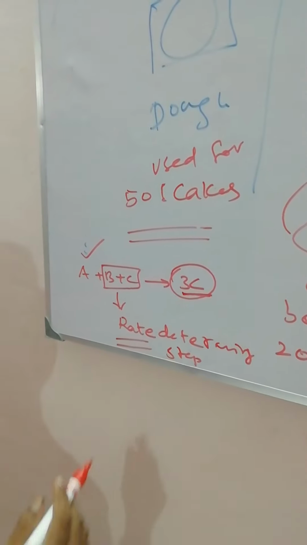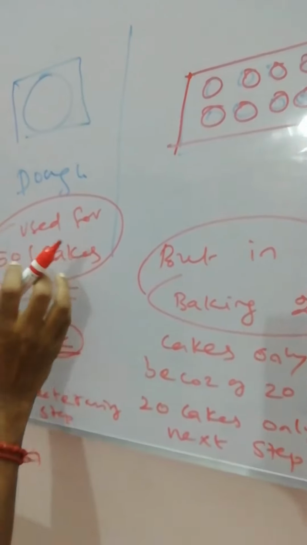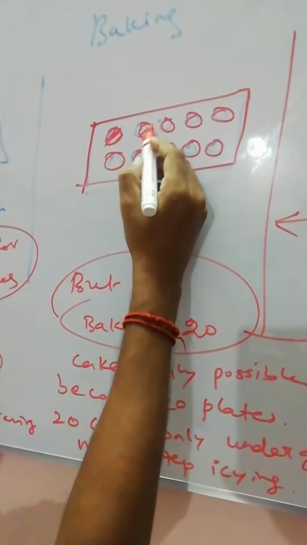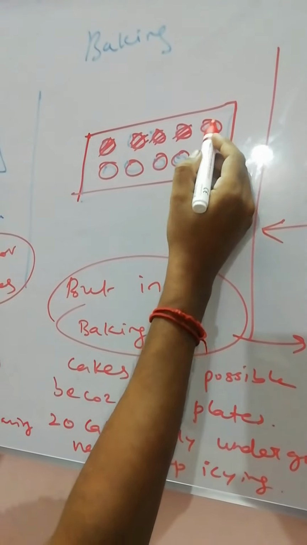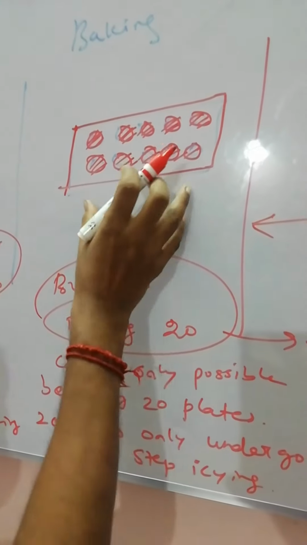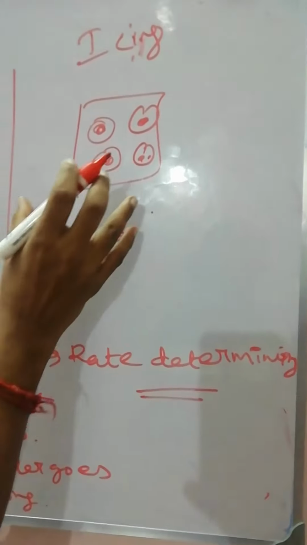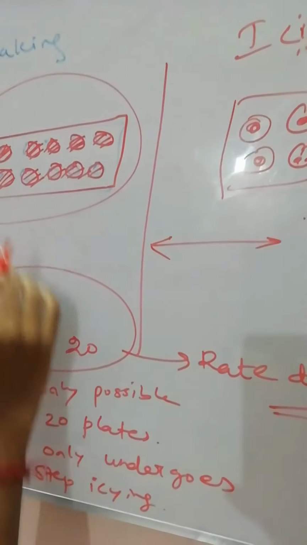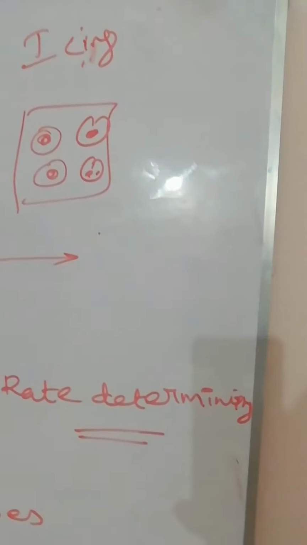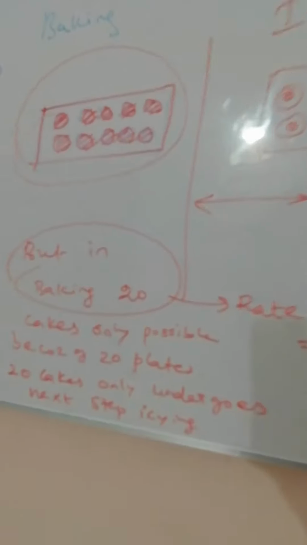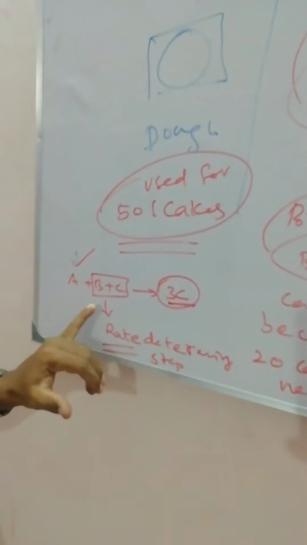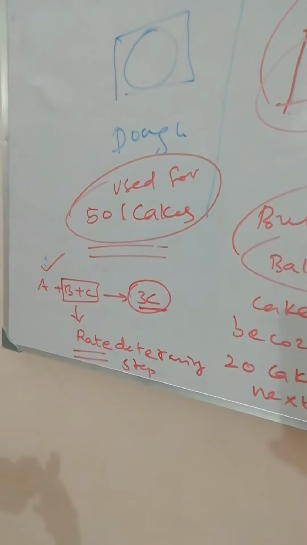So like that only, in a dough we have to make 50 cakes. But in the box only 20 plates are there. We have to fill the box with only 20 from the dough. So these 20 cakes after baking will undergo icing. So this step will depend upon this step. So this step is called the rate determining step. Usually in this reaction also there are 3 reactants, but 2 reactants only induce the product, 1 reactant doesn't. So these 2 reactants are responsible for the speed of the reaction.